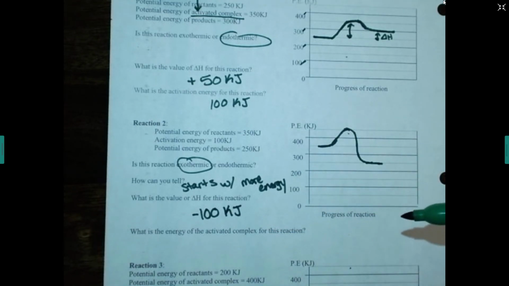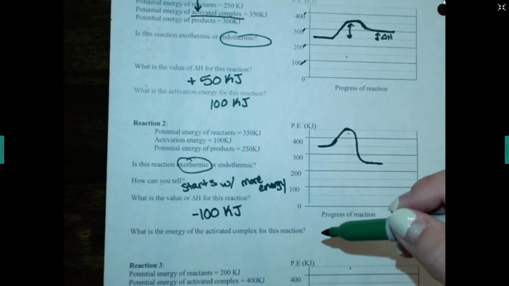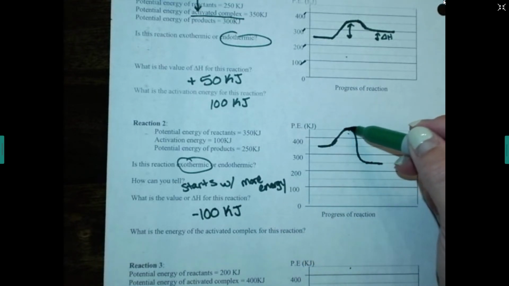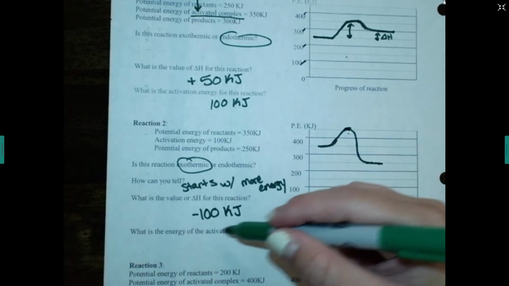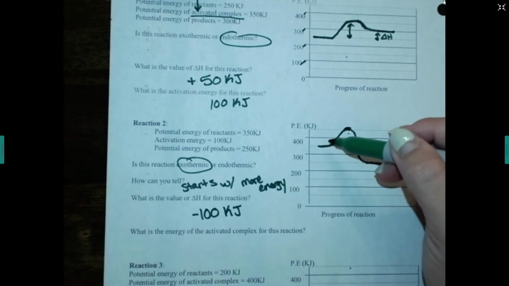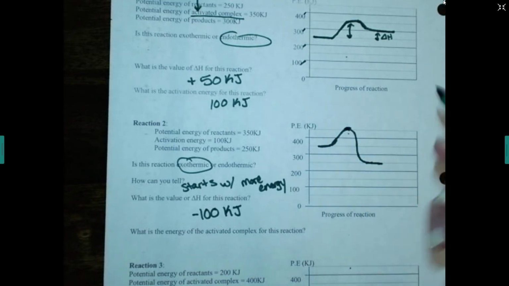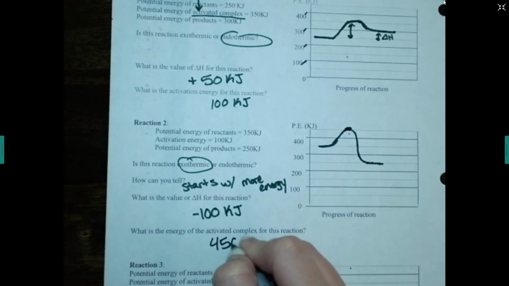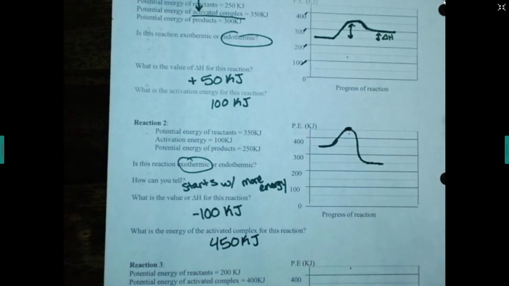Okay, what is the energy of the activated complex? So what's the energy of this guy up here? That's basically saying what's the energy of the transition state, the tippy top of the hump. That would be 450 kilojoules, right? Because that's this very tippy top. All these sorts of questions are sorts of questions I could give you on a test.